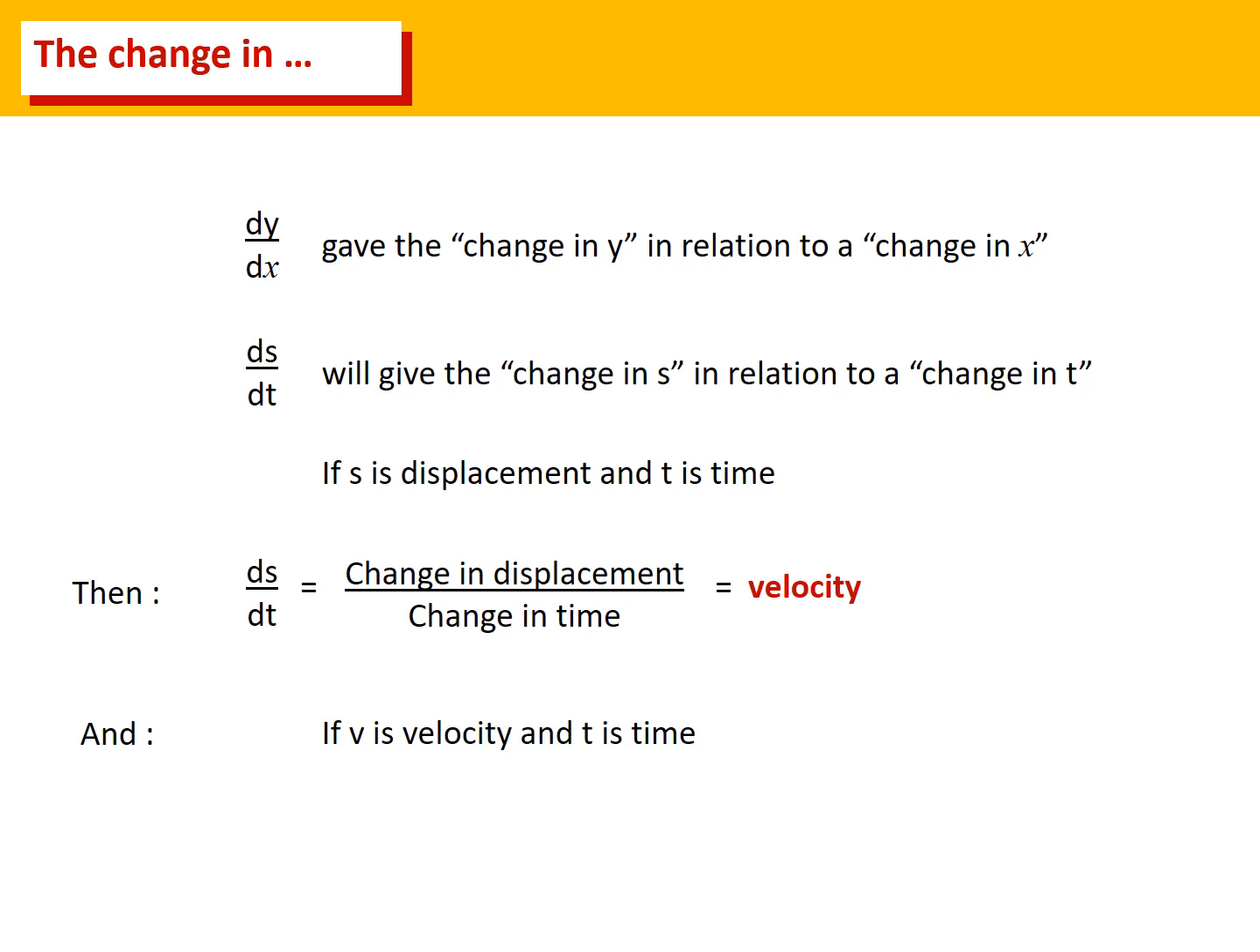Similarly, if v is velocity and t is time, then dv by dt will be a change in velocity divided by a change in time, and that is what we call acceleration. So that's the application of differentiation to both velocity and acceleration.